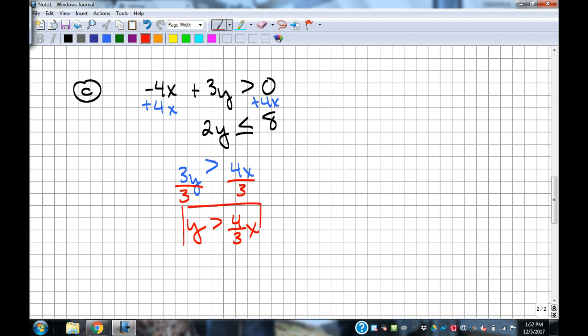Okay, so there's that inequality. Is this one ready to graph? Not quite. Let's get it ready to graph. What do we do? Divide by 2, and that's it. So that's y is less than or equal to 4. So those two are the ones that are boxed in, the ones we're graphing. Okay, so let's go graph them.